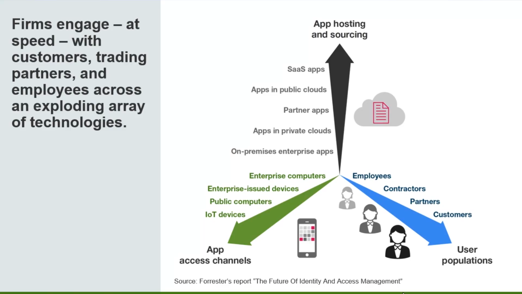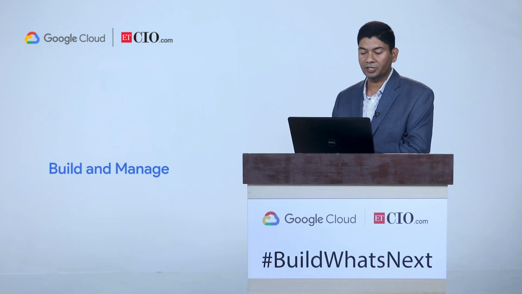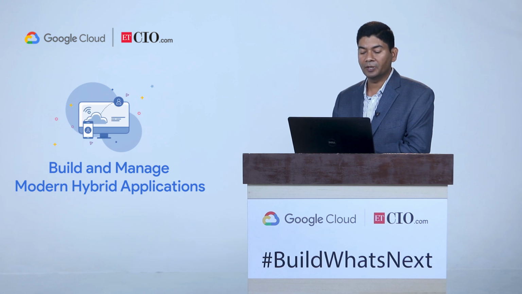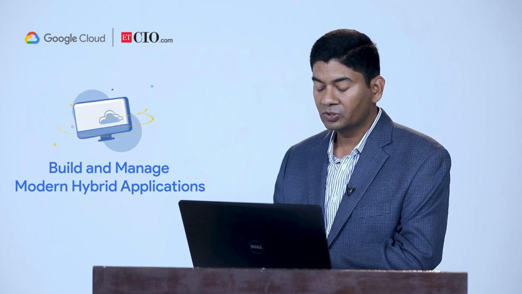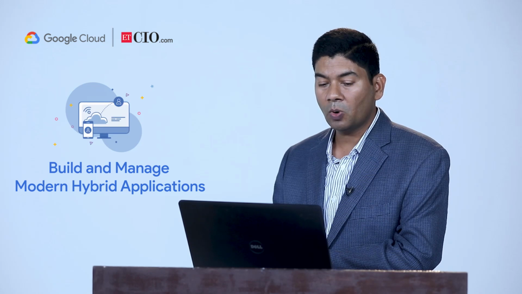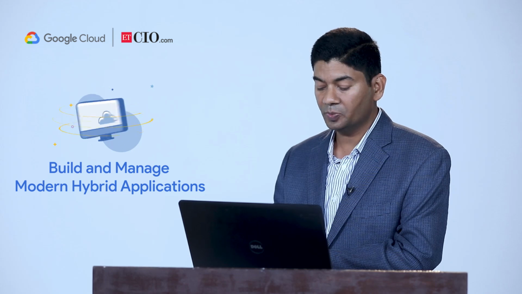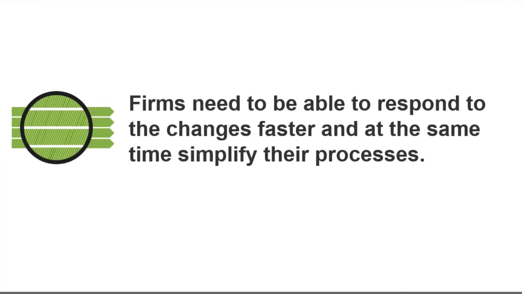And then we see that the ways these devices are getting connected back into the enterprise are also changing. There are multiple ways you could run your application. You could have it on-prem or you could have it on cloud, and multiple variations in between. So this landscape has changed a lot, and this complexity is requiring firms to engage with these constituents at a speed which was not seen before. You need to be able to respond to these changes faster and at the same time simplify your processes so you can serve your constituents better.